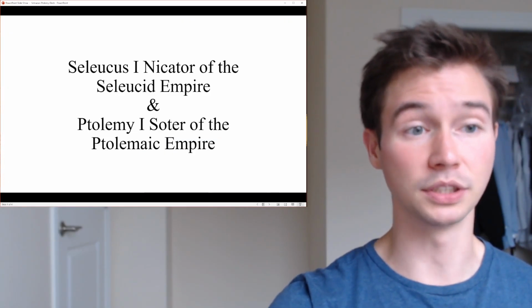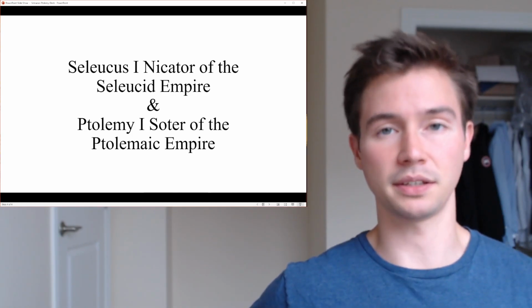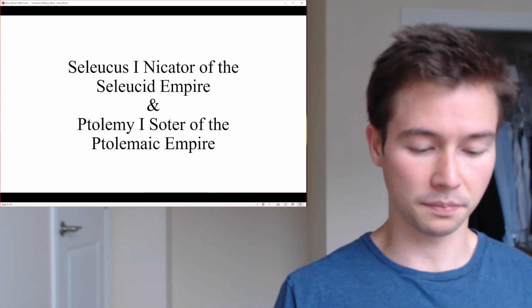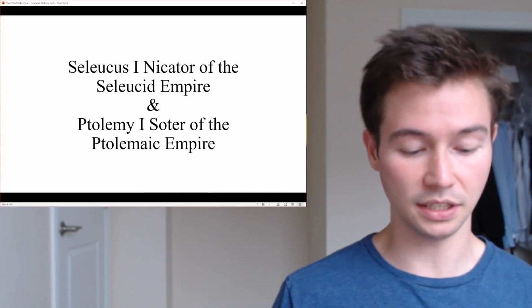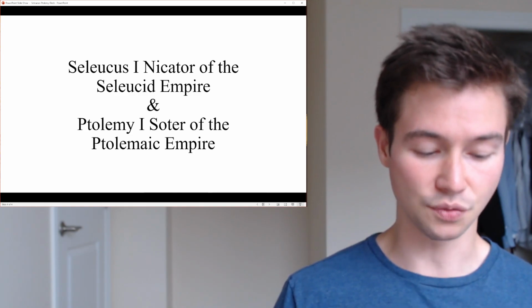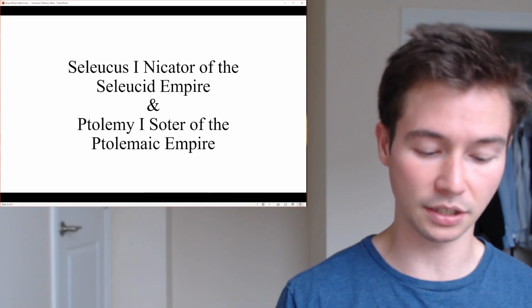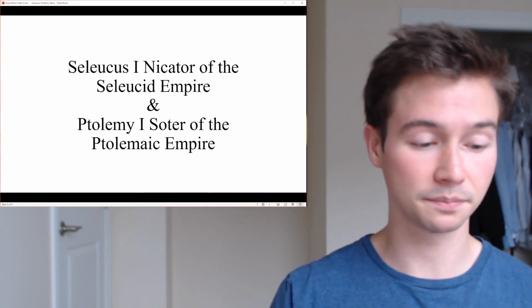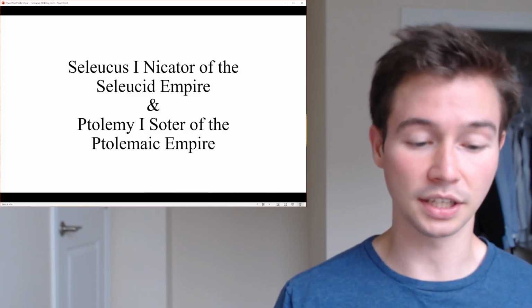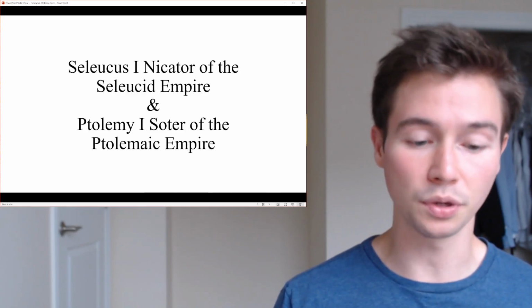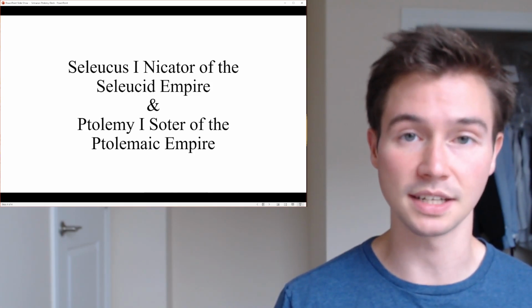Now for the comparison between Seleucus I Nicator of the Seleucid Empire and Ptolemy I Soter of the Ptolemaic kingdom. So, background, Seleucus I Nicator was born in 358 BCE in Europus in Macedon. His role under Alexander: Seleucus was one of Alexander's most trusted generals, known for his military prowess and strategic thinking. The territory assigned after Alexander's death was initially the satrapy of Babylonia, and Seleucus ambitiously expanded his territory to establish the Seleucid Empire.